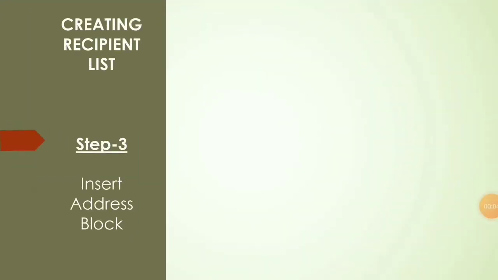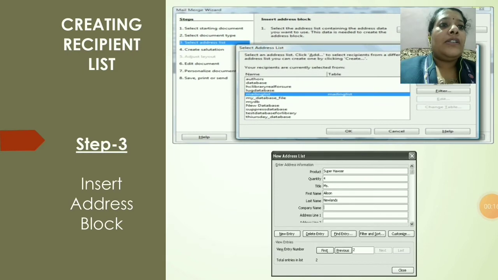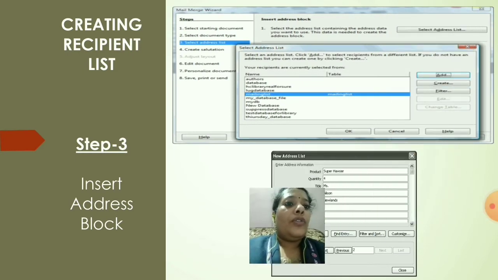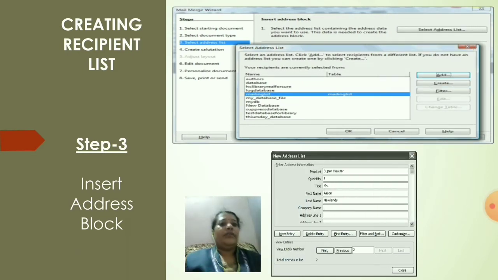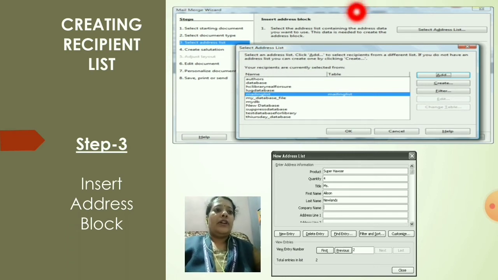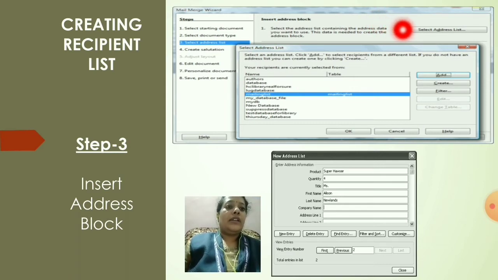This is the next step. In this step we are going to create the recipient list. When you click on the third step, you will get this dialog box. From this you need to choose select recipient or different address list.